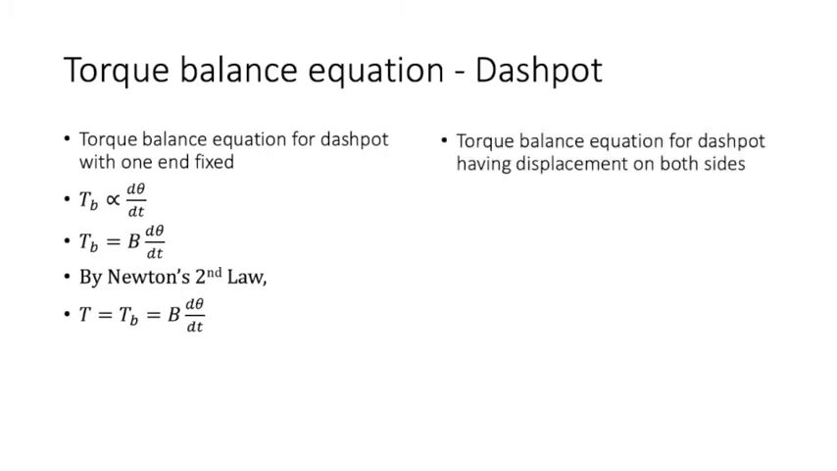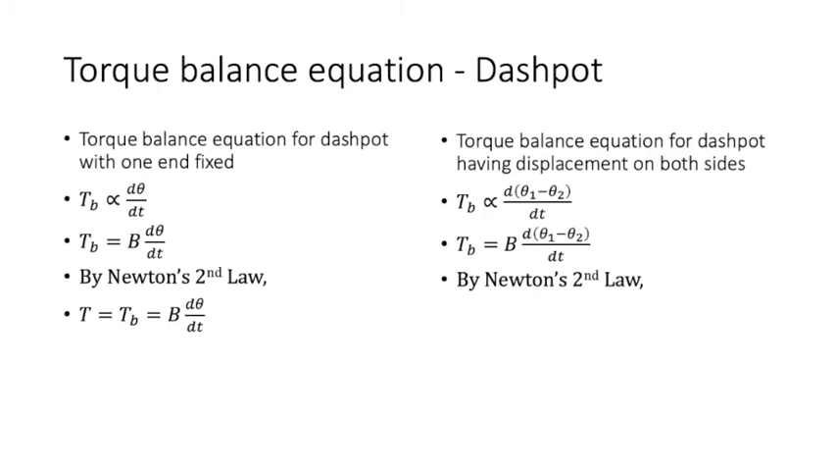Similarly, when you look at the torque balance equation for the dashpot having displacement on both sides, then Tb is proportional to d by dt of (theta 1 minus theta 2), which is equal to b into d of (theta 1 minus theta 2) by dt. By Newton's second law, we have applied torque is equal to opposing torque.